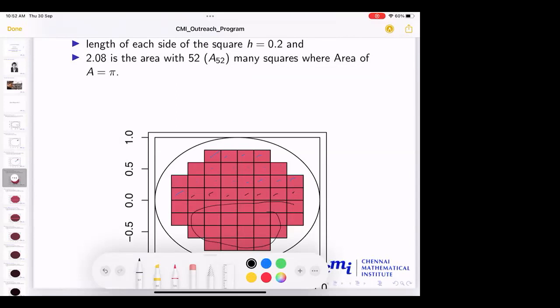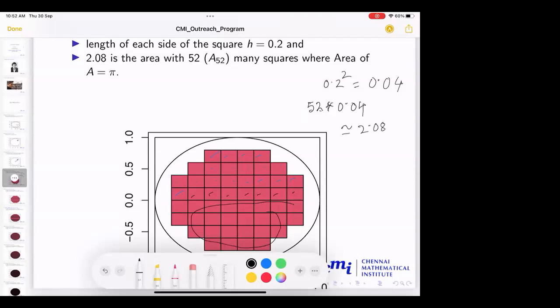So each square, 0.2 squared, is 0.04, and 52 such squares are there. 52 times 0.04 is how much? Let me just calculate it. It is 2.08.